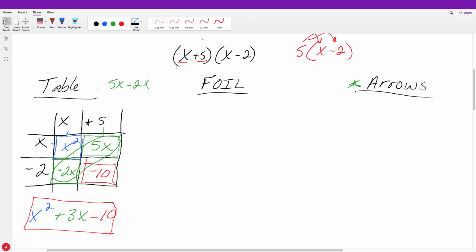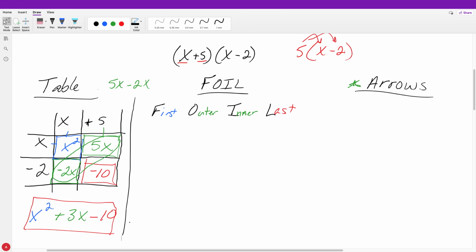And now let's go ahead and show you using FOIL. All right, so now the next method that we're going to go through with multiplying this is going to be our FOIL method. And these are all essentially the same thing. It's just different ways of distributing each of our terms in. One of them is a little bit more visual with the table because it's guaranteeing that you're not missing anything. And this FOIL is a little bit more of just going through a step-by-step process. And then the arrows is kind of FOIL without writing it out.